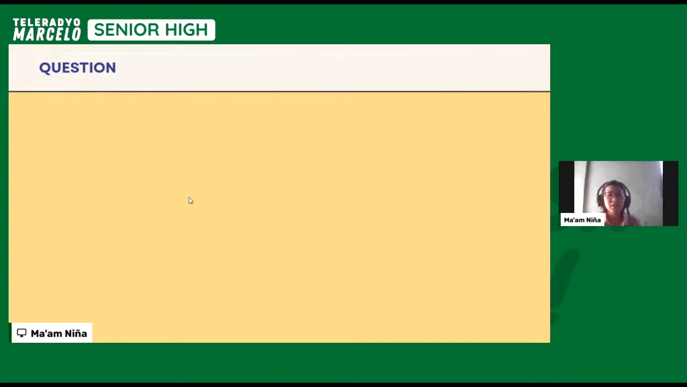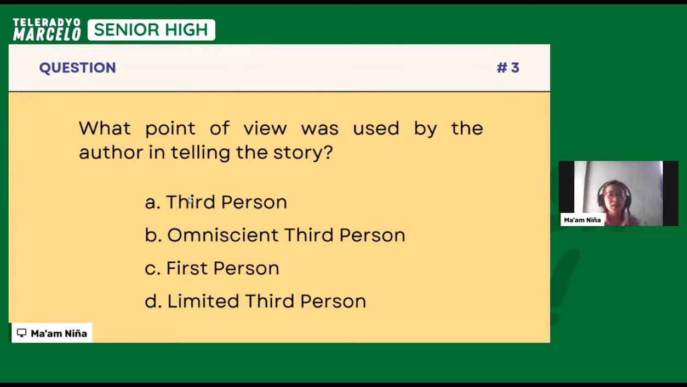Question number 3. What point of view was used by the author in telling the story? Is it A, third person, B, omniscient third person, C, first person, or D, the limited third person? Again, type in the letter of your answer in the comment section. What do you think is the point of view? Okay. The correct answer is letter C, first person.